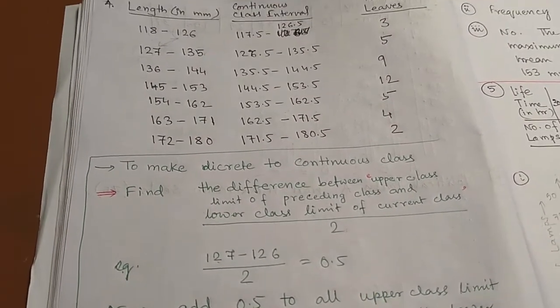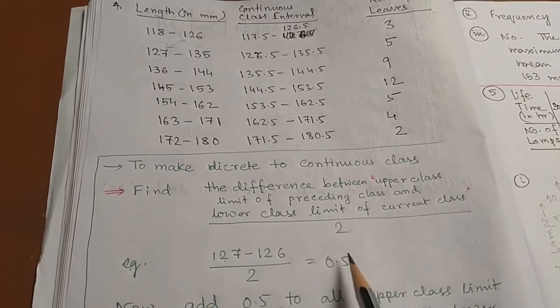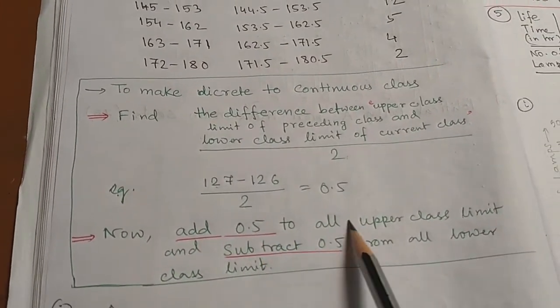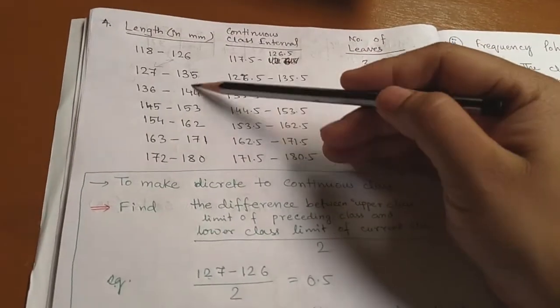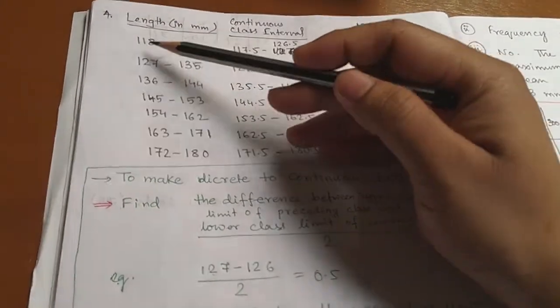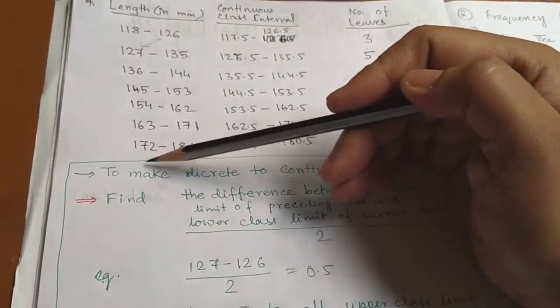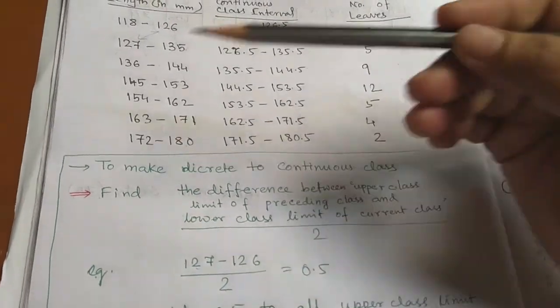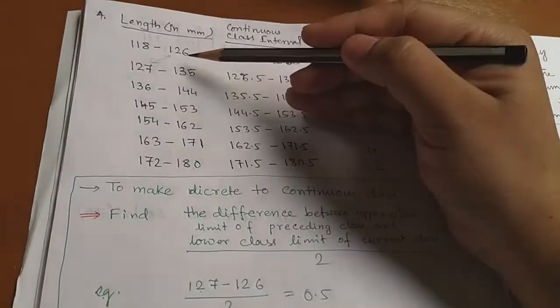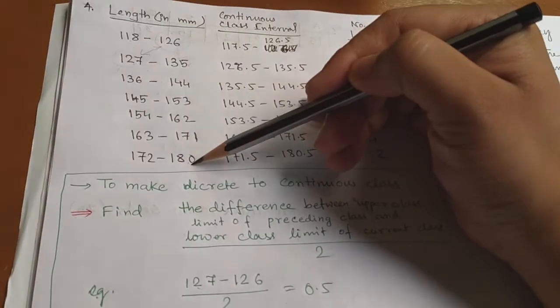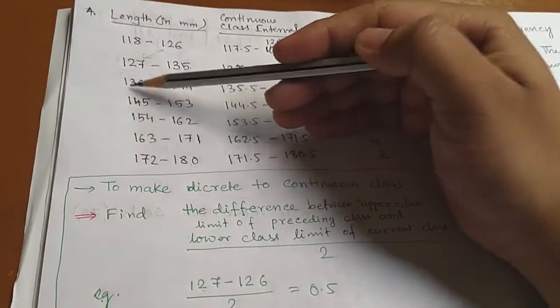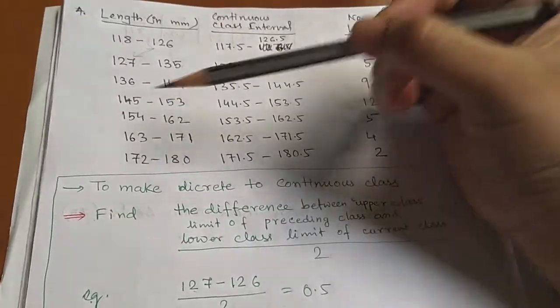Then we have to add the value, whatever value we got, to all the upper class, and on the lower class we have to subtract the value. Okay, so we got 0.5. We will add 0.5 to all the upper classes, and to the lower classes we will subtract the 0.5.